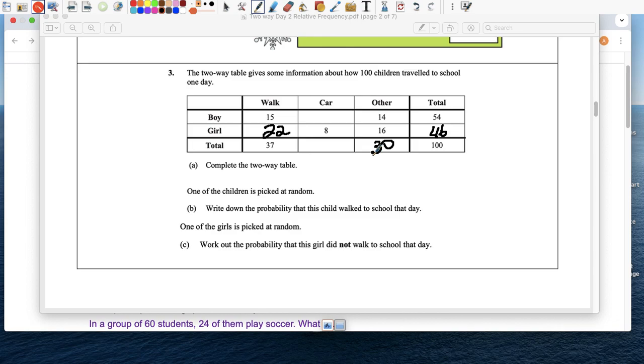37 and 30 is 67, so this would be 23. And this would be a 15. See how very easy it is to complete a two-way table. Now, if I pick one kid at random, what's the probability that he walked to school today?